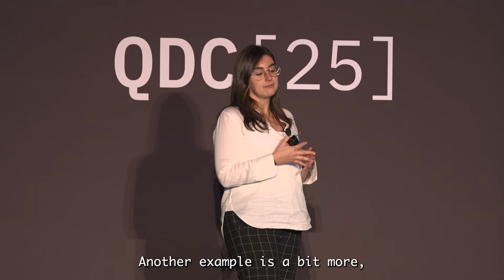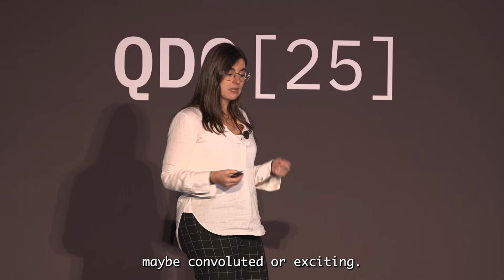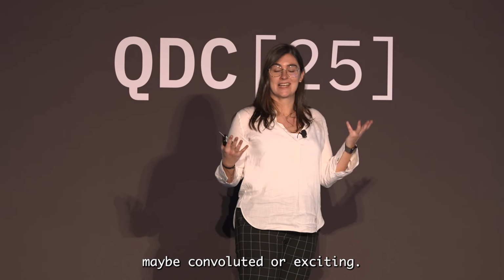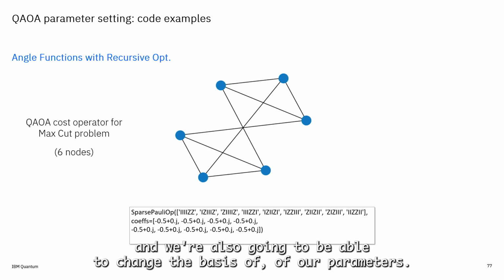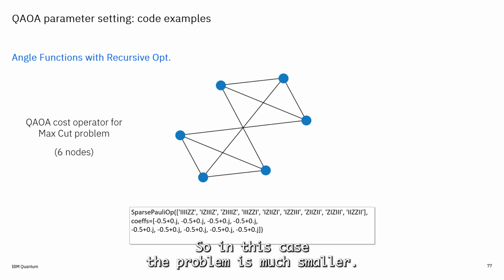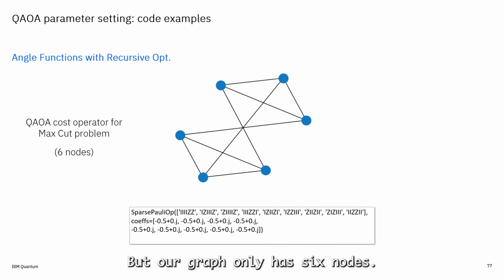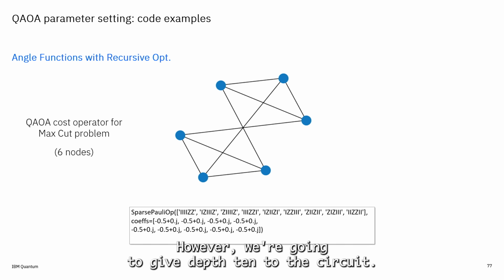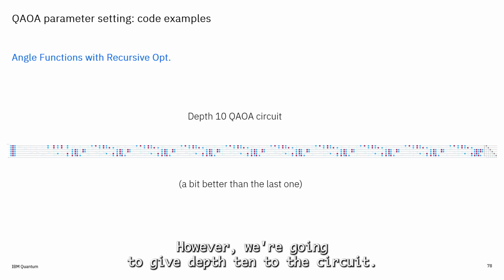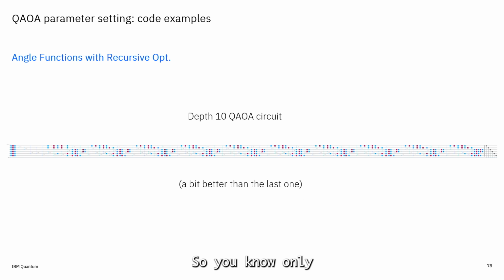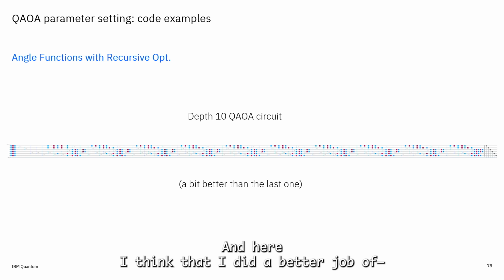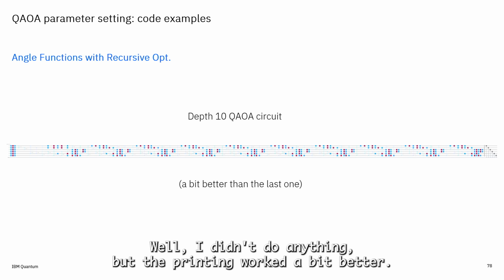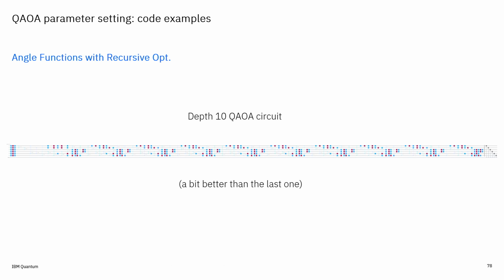Another example is maybe a bit more convoluted, or exciting, different. We're going to use recursive optimizers, and we're also going to be able to change the basis of our parameters. So in this case, the problem is much smaller. You can see it's another max cut problem, but our graph only has 6 nodes. However, we're going to give depth 10 to the circuit. So it was only 6 qubits, but quite a long circuit. And here, I think that I did a better job at printing. Well, I didn't do anything, but the printing worked a bit better.